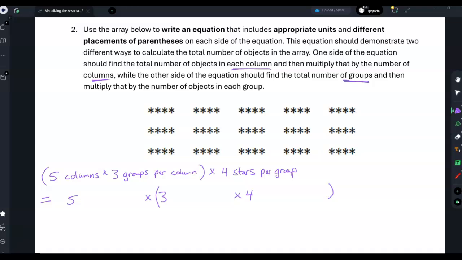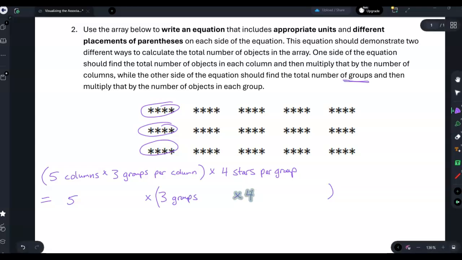So if I were to do 3 times 4, that would be using this groups method, right? So that would be saying, okay, I know that there are 3 groups, right? So here's 1 group, 2 groups, 3 groups. And I would multiply that by 4. I'm going to keep it consistent. So if you used objects before, use objects. But if you use stars or asterisks, just keep it consistent. So 4 stars per group.